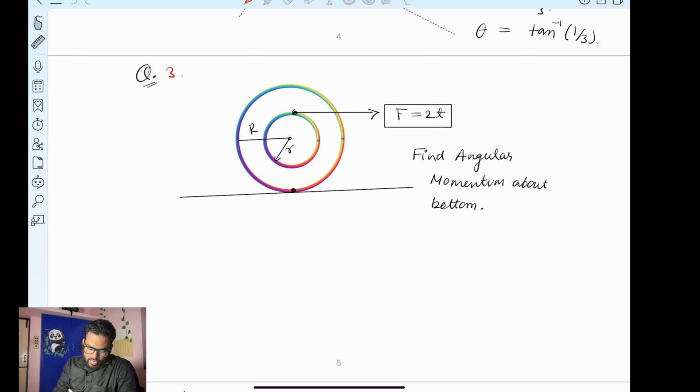So this question is saying that we have to find the angular momentum about the bottom point. The given system is there. F is given as 2t.